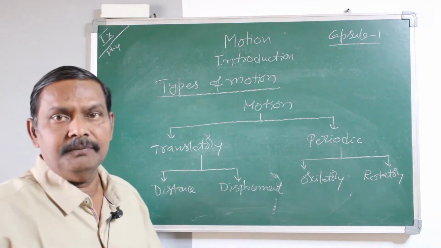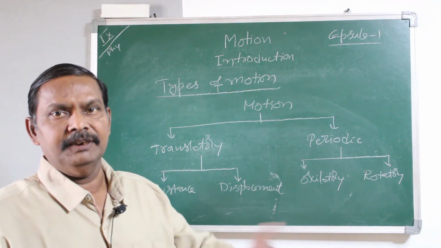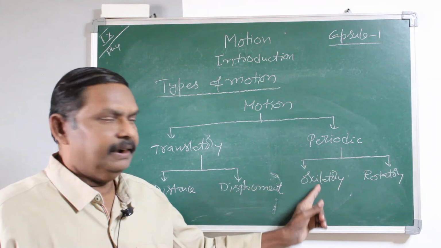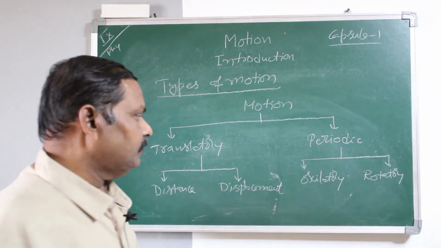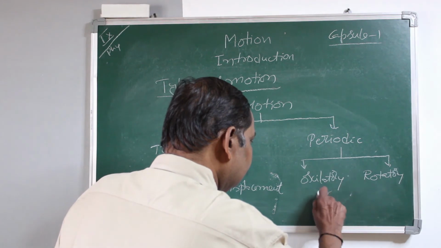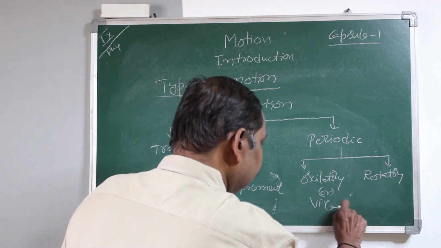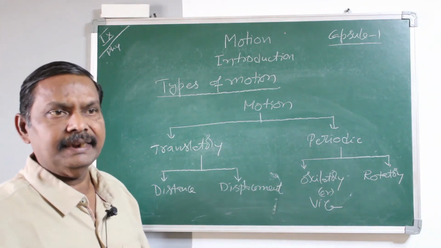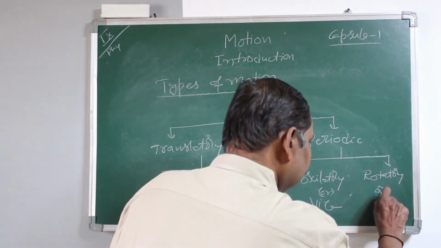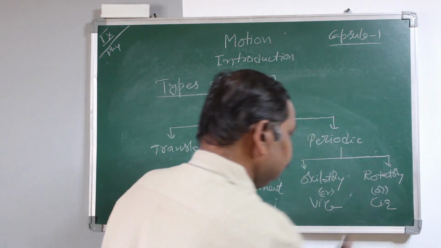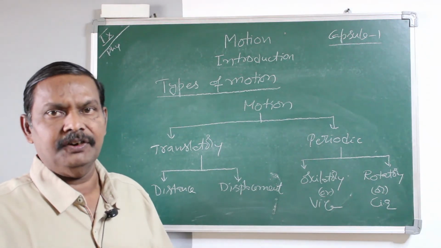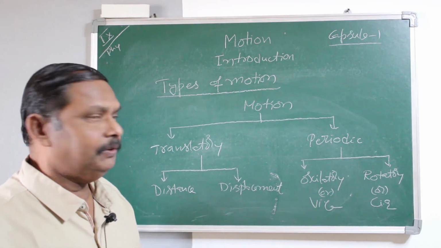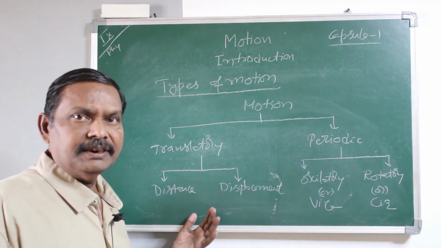So, translatory motion is divided into two types, distance and displacement. Periodic motion is divided into two types, oscillatory and rotatory. Oscillatory motion is otherwise called vibratory motion, and rotatory motion is otherwise called circular motion. This is the broad classification of different types of motion. After that, let us discuss translatory motion, and what is distance and what is displacement.